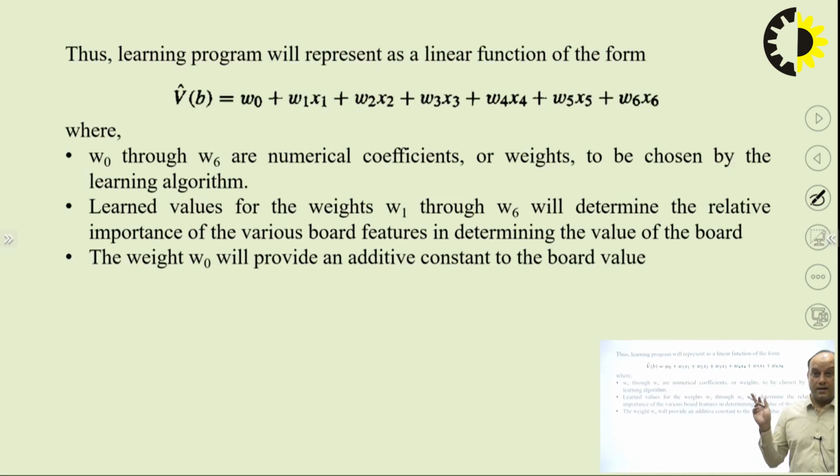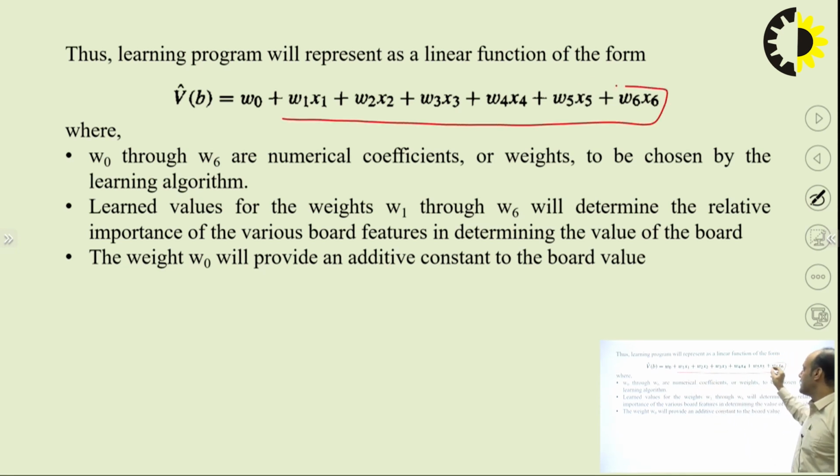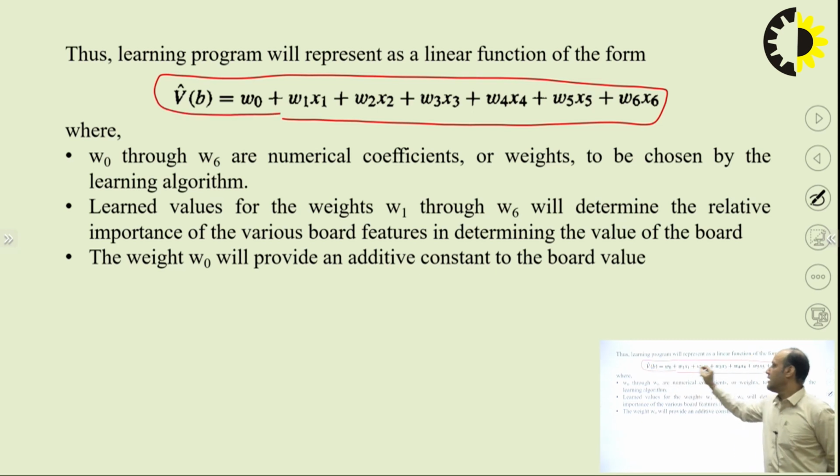And as I have said, we are using this linear combination, and with its help this equation will be derived. By using this equation, we will define a target function which shows a linear combination. For simplicity, we are using the linear combination, though there are several approaches. Here W0 to W6 represent the numerical coefficients, which we call the weights.